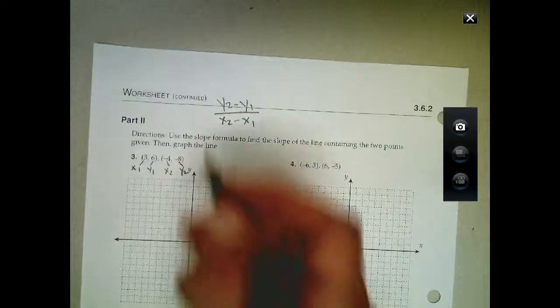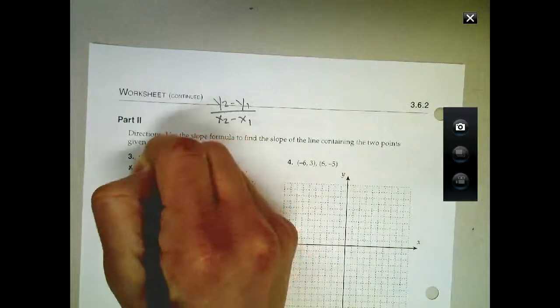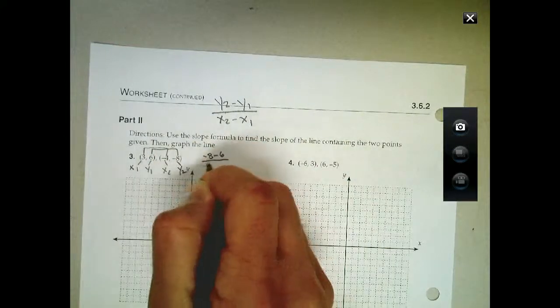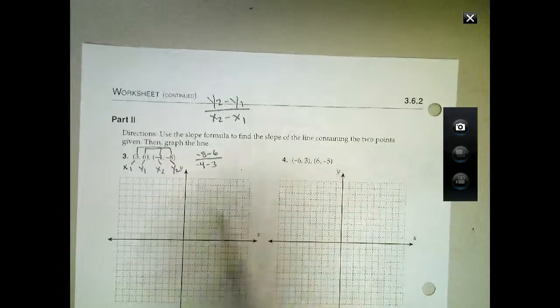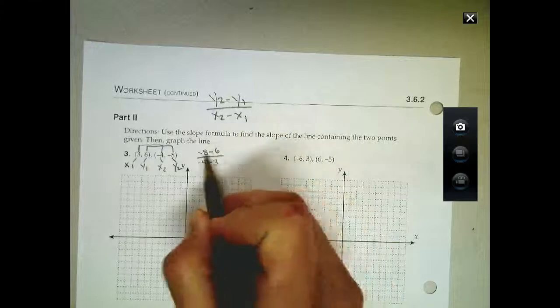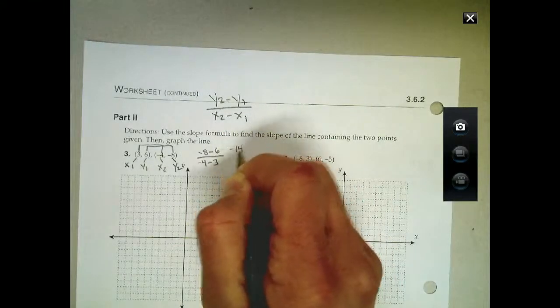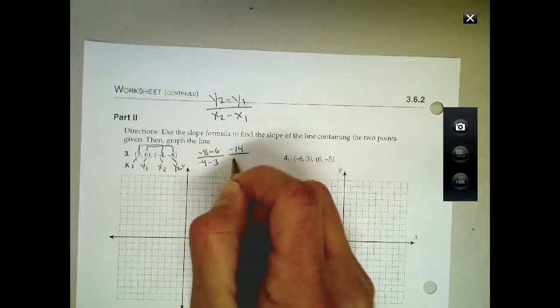For example, like number 3. You have y2, so you have negative 8 minus the y1, which is 6. And then on the bottom for the x2, you have negative 4 minus 3. And so I just draw my lines to exactly what I'm going to be subtracting. So negative 8 minus 6 is going to give me negative 14. And then negative 4 minus 3 will be negative 7.